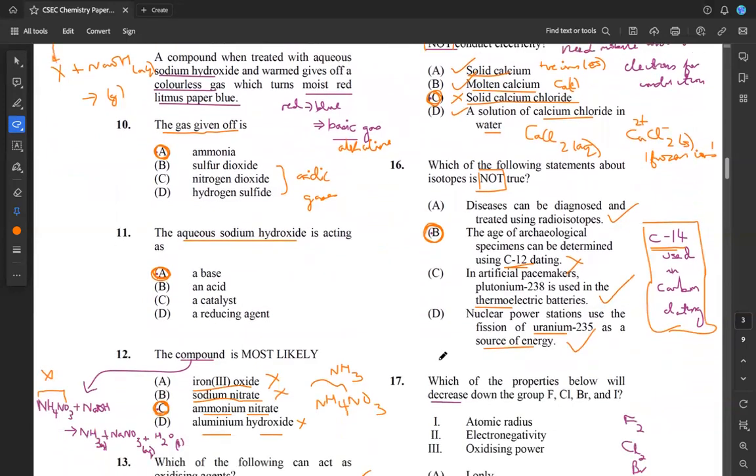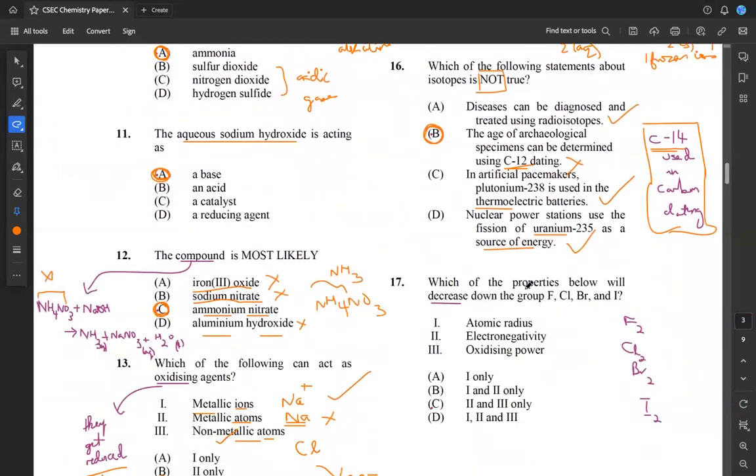And so we're moving down to 17. 17 says, which of the properties below will decrease as you go down group 7, right? So we're going this way. We're going from fluorine, chlorine, bromine down to iodine. Which of these properties will decrease as you go down the group? Let's think about atomic radius. As we go down the group, you know that more shells are being added, right? So the atomic radius is actually going to increase as you go down the group, right?